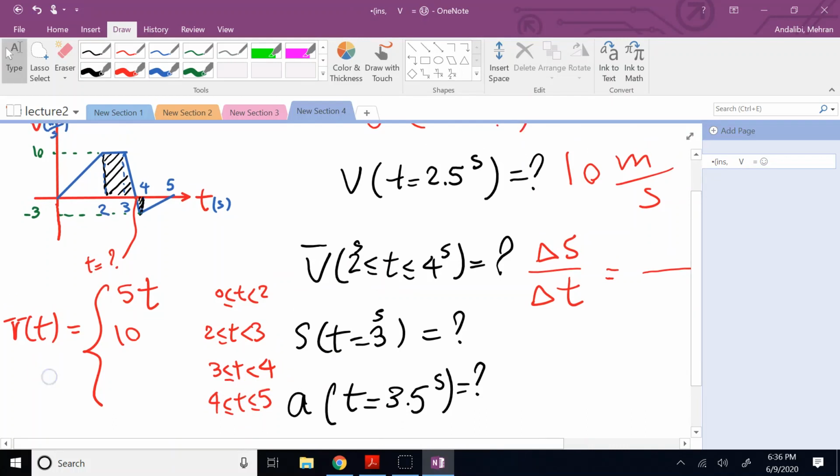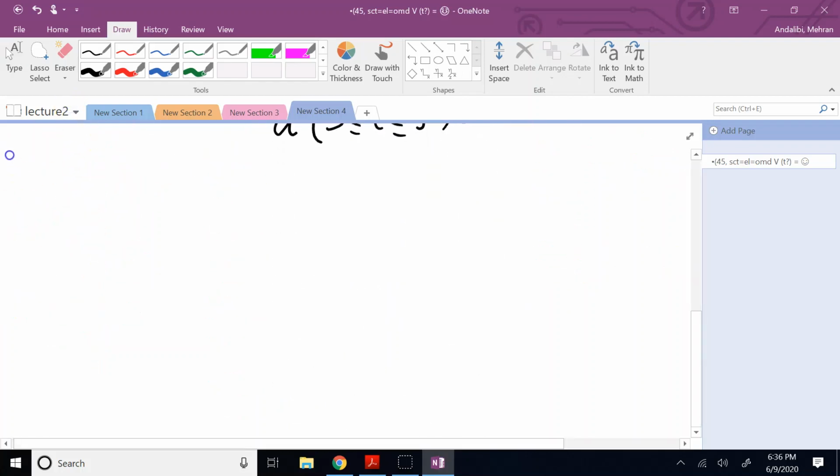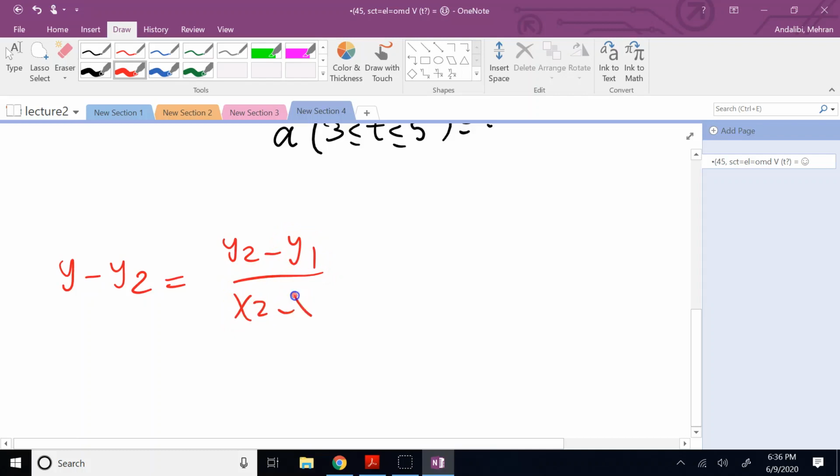So between 3 to 4, it's a line with negative slope and it has a fixed point. Either we can use 3 and 10 or we can use 4 and negative 3. You know the equation of a line, if you know 2 points of it. The equation of a line in general is y minus y2 is equal to y2 minus y1 divided by x2 minus x1, which is the slope, times x minus x1, right?